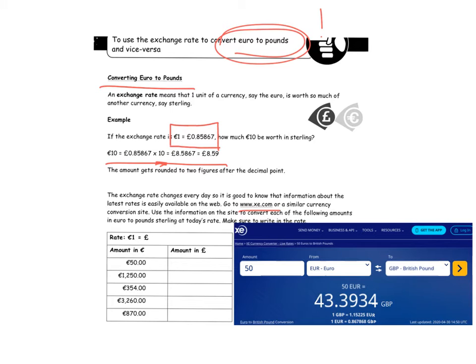So basically you fill it in, and it's 43.39. Okay, if you check it tomorrow, or in a week's time, it might be slightly different because they are changing every single day. So if you did it 2 weeks ago, let's say, it might be a little bit different from what I'm doing now.